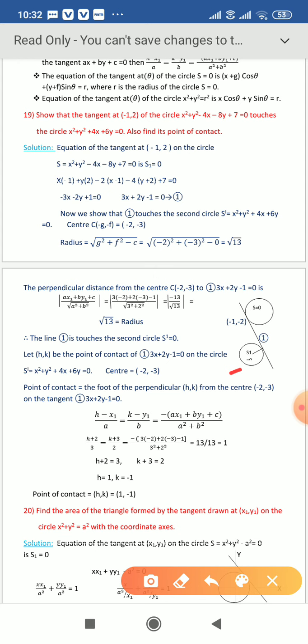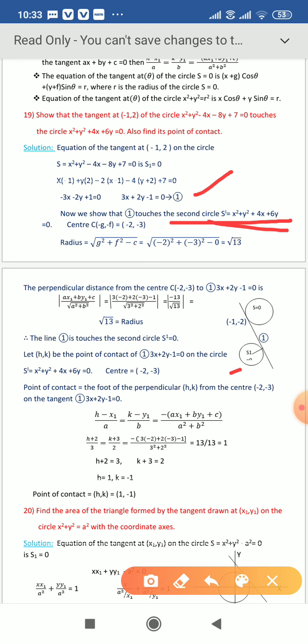Here we show that the line 1 is tangent to this second circle. Now we show that first the line 1 touches the second circle. We let the second circle be S dash: x square plus y square plus 4x plus 6y is equal to 0. Now we show that the line 1 is a tangent to this second circle.